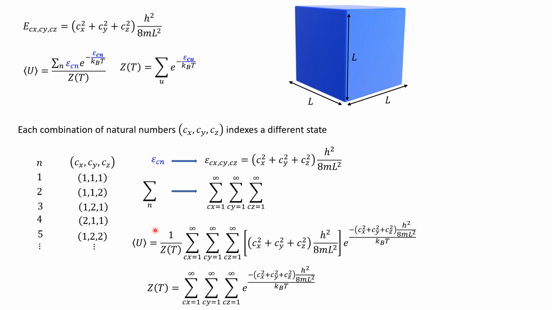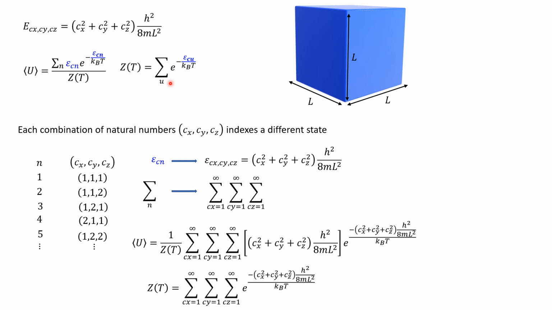Okay, so we now use our indexing system to express this sum over here. We've just seen that this sum actually represents a triple sum, so this sum becomes a triple sum. The energy here is given by this expression. In the exponential, we have the energy again, divided by kB times T. And here we have the partition function.